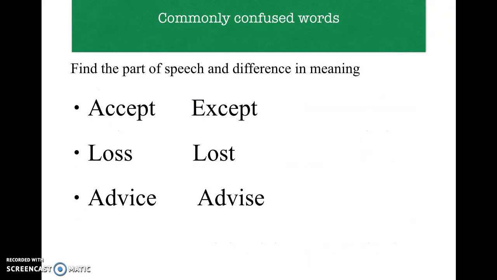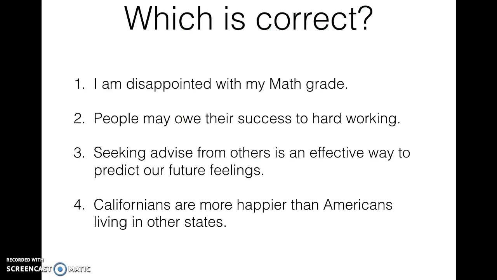Okay, lastly, these as well are very commonly confused words. Accept is going to be the verb, except is the preposition. Okay, so everyone except John passed the class. Okay, loss is a noun, and lost is the past verb form. Advice is a noun, and advise, the pronunciation is slightly different, is a verb. Okay, so keep these in mind, very often confused.